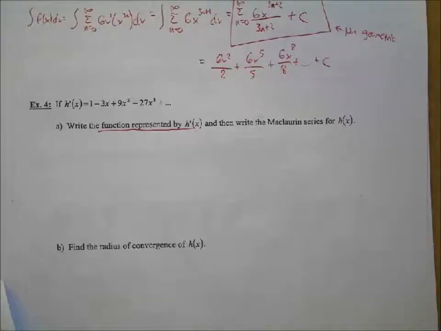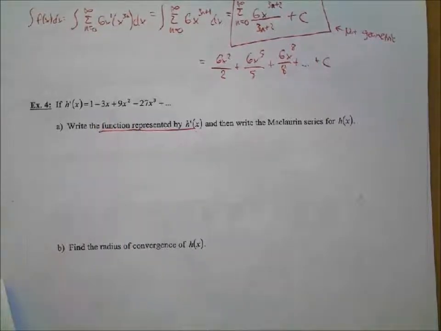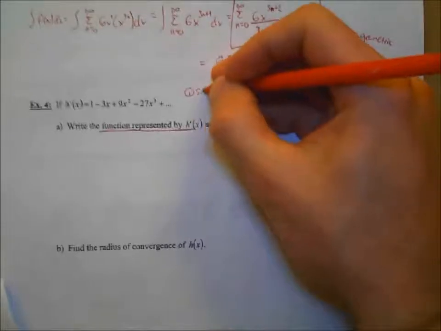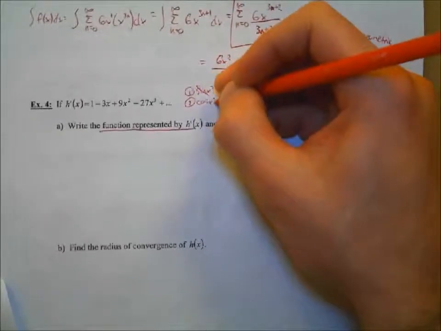Well, here, we are not told what this series is. It's alternating, right? So, could it be sine of x? What's it missing to not be sine of x? There are no factorials, and also it has both even and odd powers. So it can't be sine. Could it be cosine then? Nope, can't be cosine.